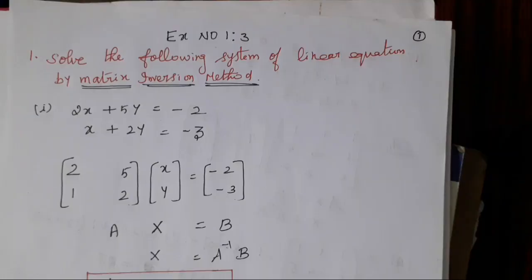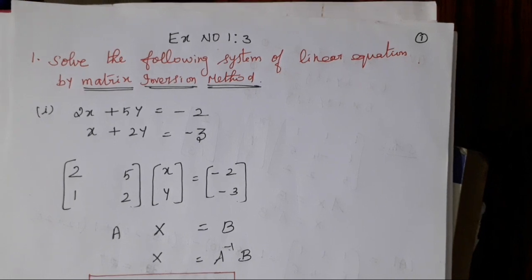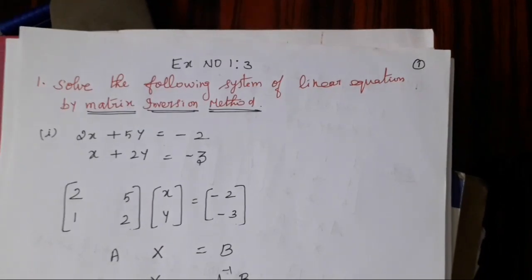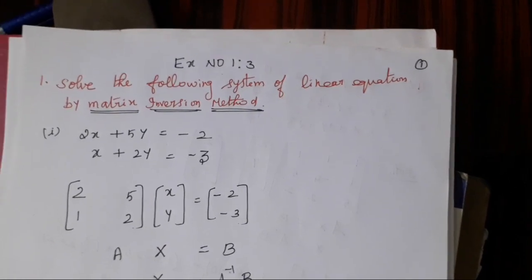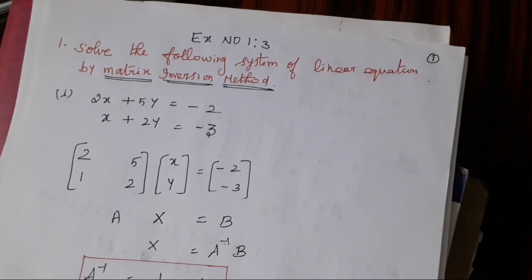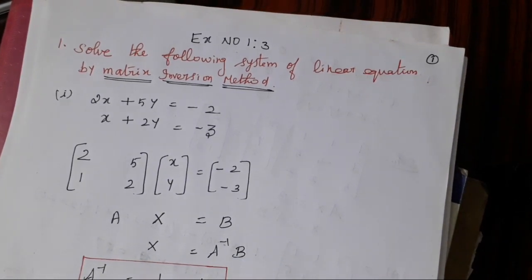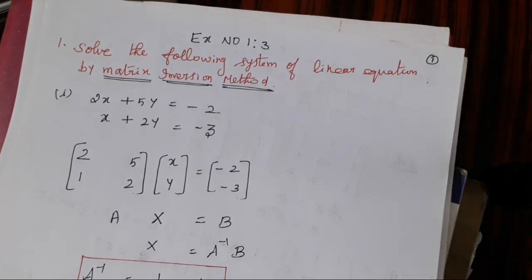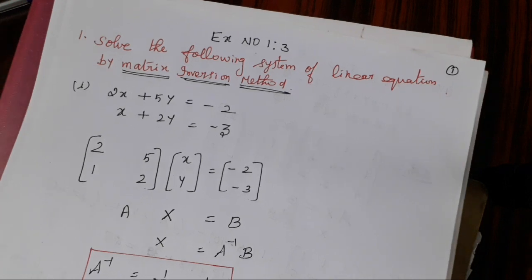Attention students, today in class I am going to explain how to solve linear equations by the matrix inversion method. Listen, how to see here, we have two equations. What are the two equations? 2x plus 5y equal to minus 2, x plus 2y equal to minus 3.